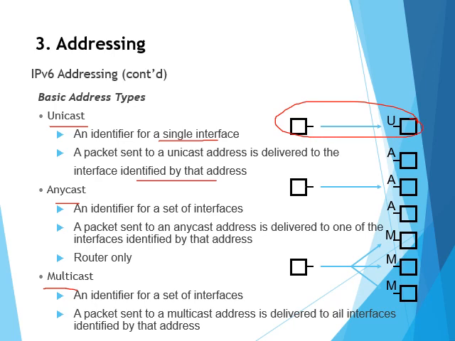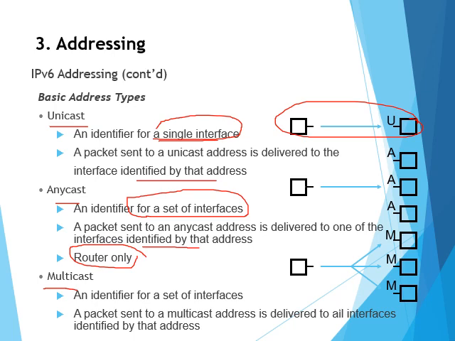Anycast is one-to-one as well, but the address is an identifier for a set of interfaces. This is for a set of interfaces, and this is for a single interface. A packet sent to an anycast address is delivered to one of the interfaces identified by the address. This is for routers only.